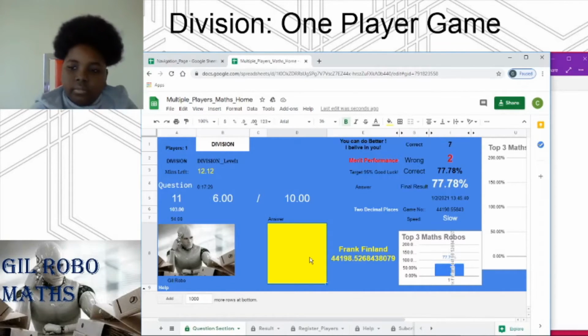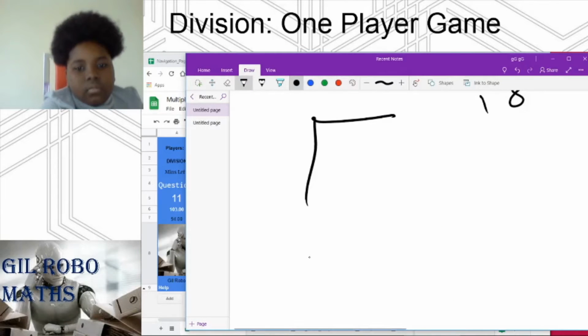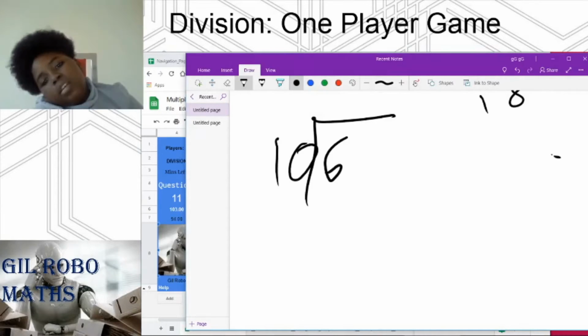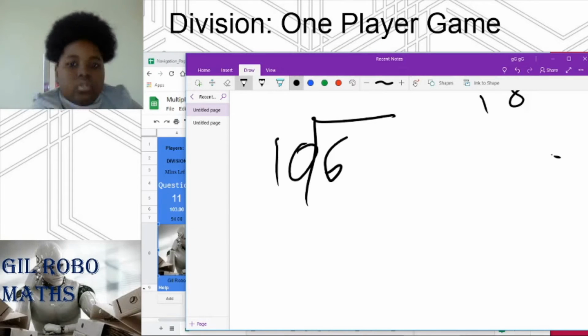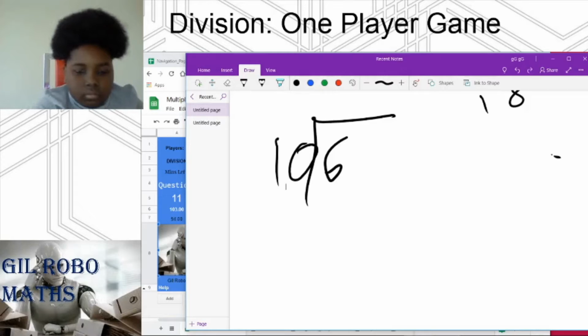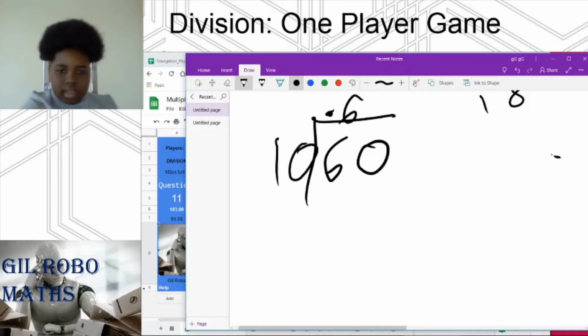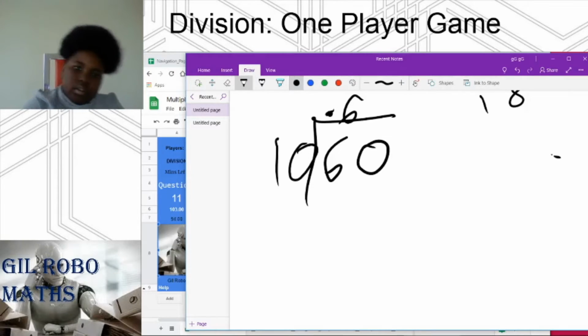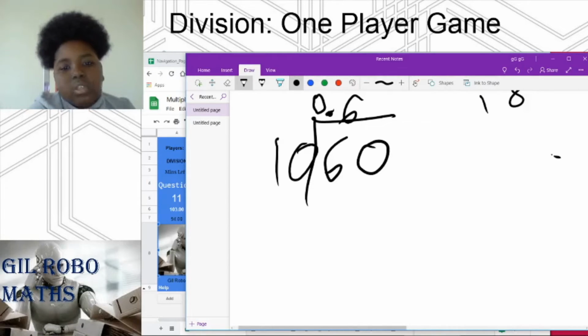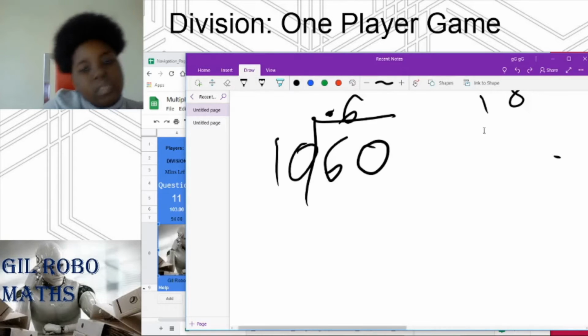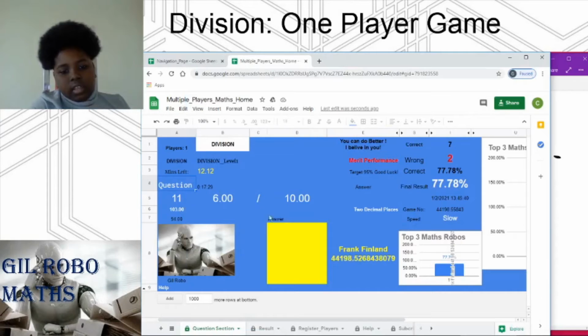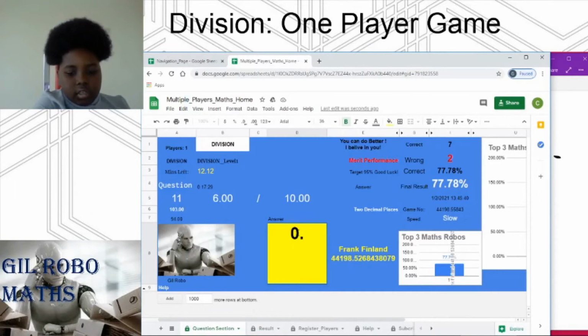6 divided by 10. 10 in 6, that can't go, so you put a 0. And then you put a point, and then you put a 0. 10 in 60 is 6. So our answer is 0.6. It's okay because even though I didn't put the 0, it doesn't matter, alright? But in general, you have to put the 0. So our answer is 0.6.